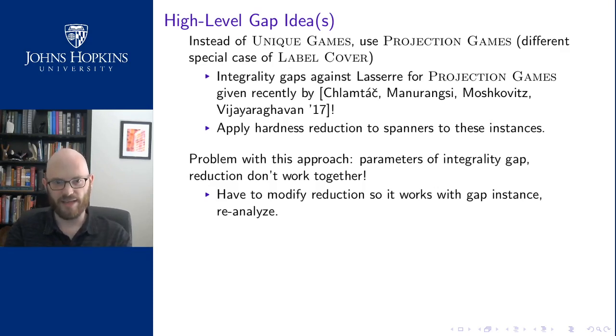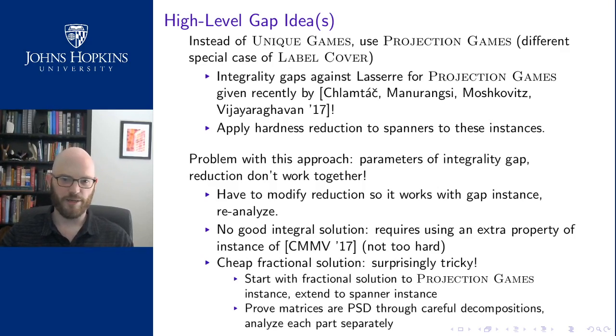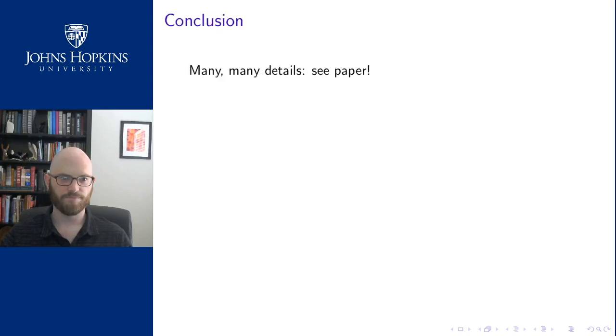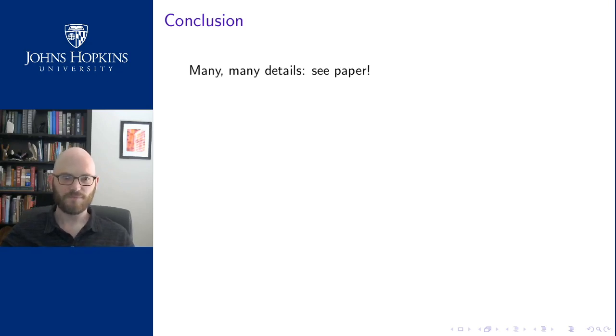Unfortunately, and that is the strategy we're going to take, unfortunately, it's a pain. The parameters don't work out nicely, so the reduction doesn't work together. You have to redo everything and recombine things in new ways, and it becomes a pain. And that's why this paper is very long. For the no-good integral solution, that's actually the easy part. You use some extra property of this instance of CMMV, which isn't explicitly written down in their paper, but it's easy to see. For the cheap fractional solution, you have to do a whole bunch of linear algebra and come up with these ad hoc arguments on why these matrices are PSD. You can do it, but that's the key technical thing. You have to decompose these things very carefully. Okay, so that's all I'm going to say. There's an enormous number of details I'm skipping. This was a huge amount of work to figure out how to actually prove that those matrices are all PSD. It's a lot of work.